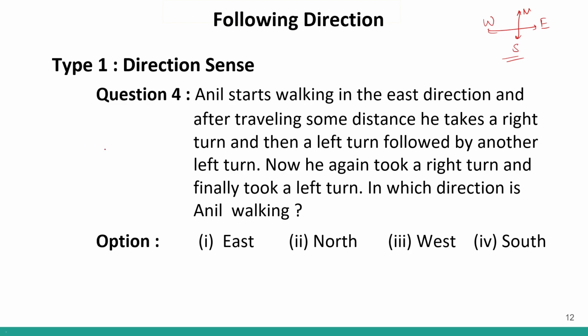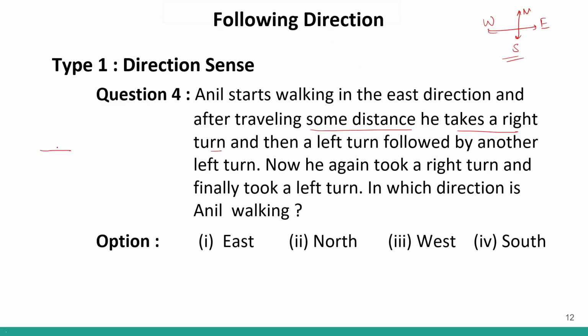Okay, so Anil starts walking in the east direction. So Anil is walking over here, this direction, and traveling some distance that is not known. He takes a right turn. Now if the distance is not known, we don't have to draw to scale, because nothing is fixed. I always told you, whenever distance is mentioned, always draw to scale. That means if this is 2, then this much length should be drawn for 4 to avoid any sort of confusion. But here, since the distance is not mentioned, we don't have to draw to scale.